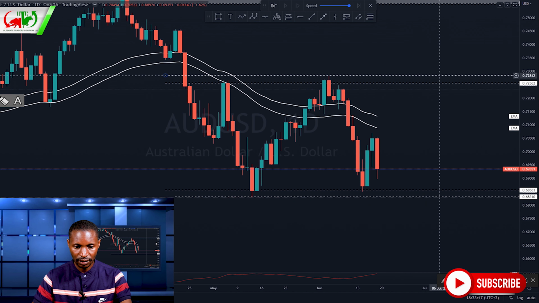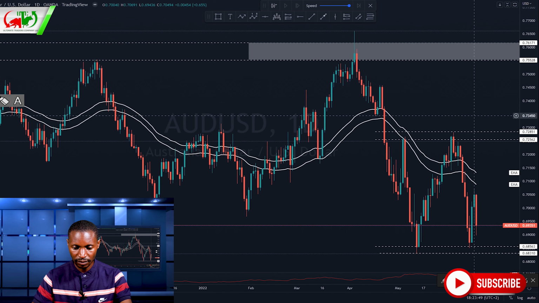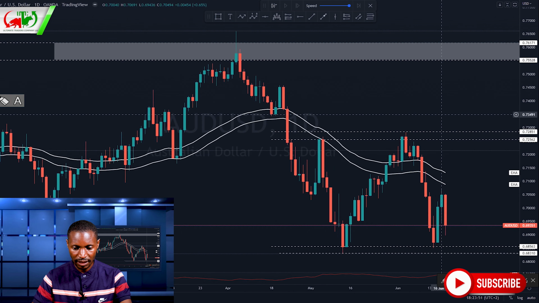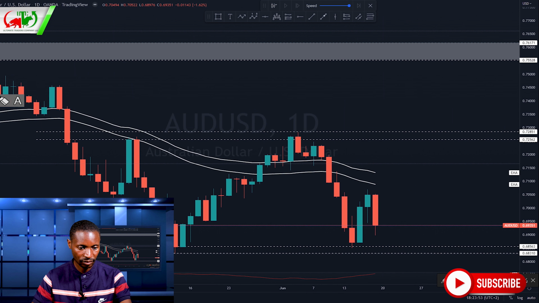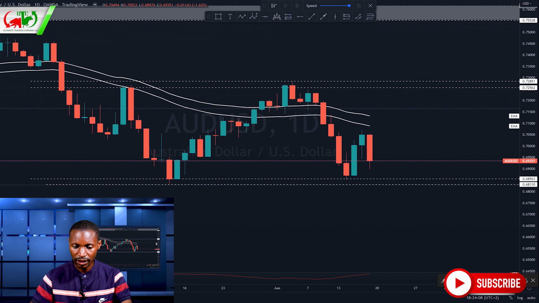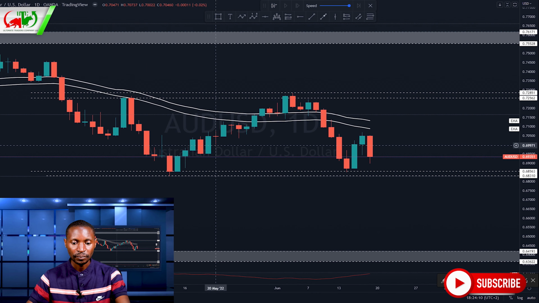AUDUSD is currently in a range. It is in a range because it has this double top and this double bottom, so it is ranging in this zone. This is an indecision, so we have to be very careful while trading this pair.